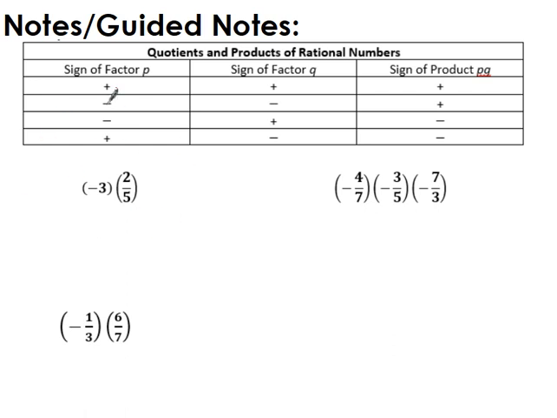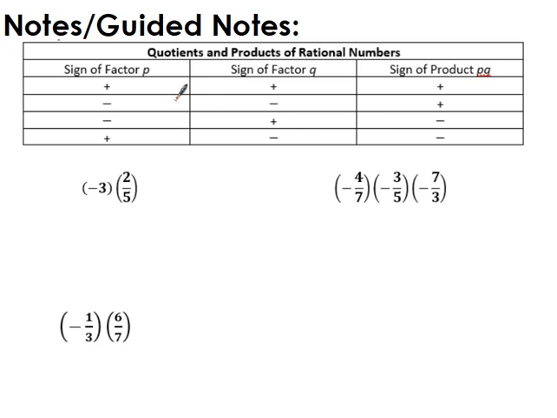This is a little chart that talks about quotients and products of our rational numbers. Just a little reminder: positive times a positive is always positive. Negative times a negative is also always positive. Negative times a positive, or positive times a negative, when we multiply different signs, is a negative.